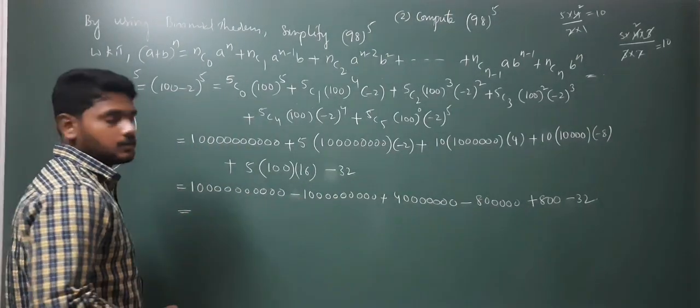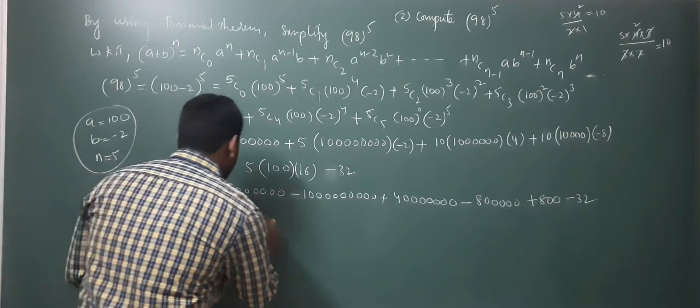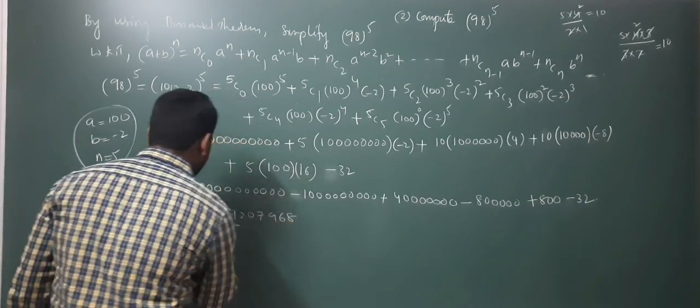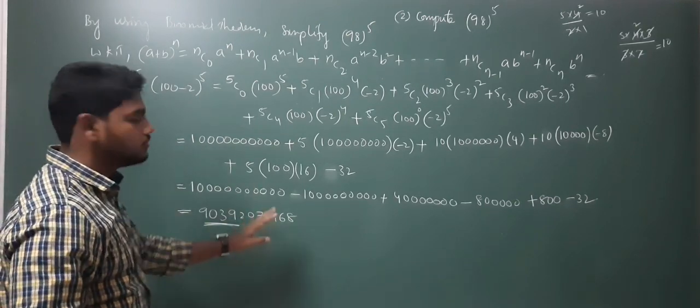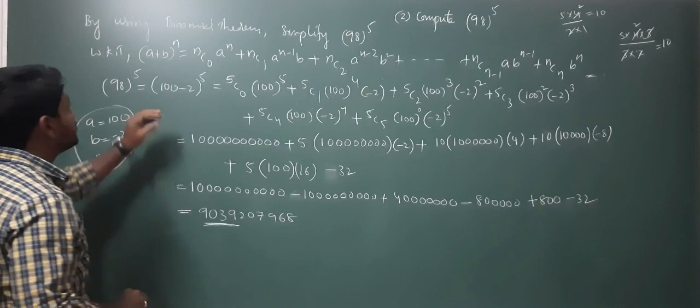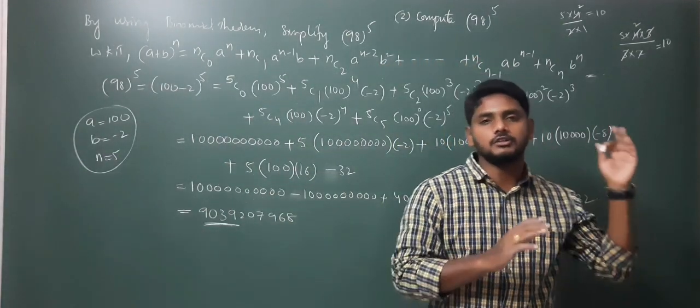We simplify here and write that value. What we will get? 9039207968. So you simplify and write. So directly you will get 9039207968. So this is how to simplify these values by using binomial expansion without multiplying.